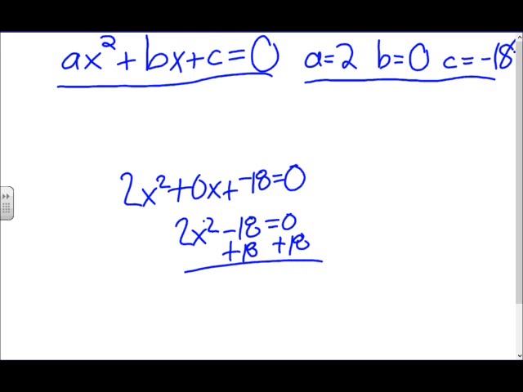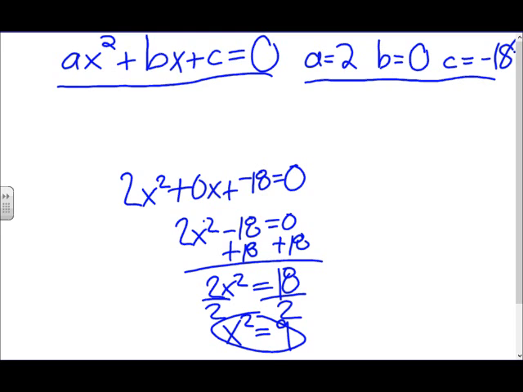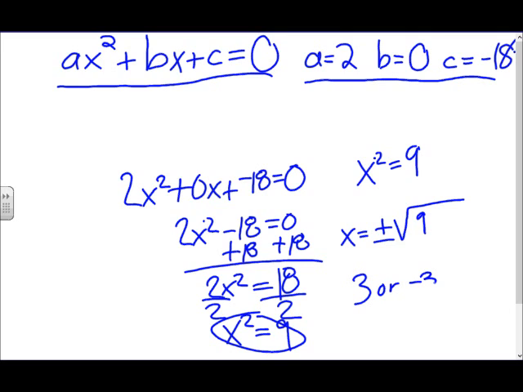Then you finish the rest of the equation and you add 18 to both sides, which then becomes 2x squared equals 18. And you divide each side by 2 to get x squared equals 9. And now that we know that x squared equals 9, we can go and finish it off and find that x equals the positive or negative square root of 9. The positive or negative square root of 9 is 3 or negative 3.